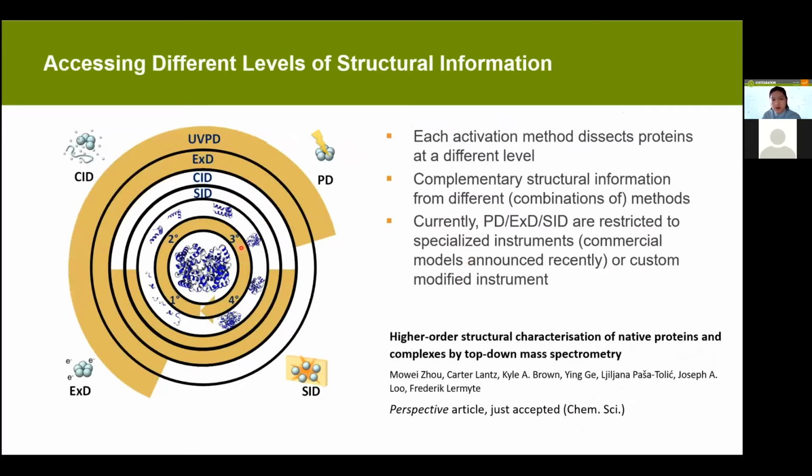So a quick recap on this part. We have all those different activation techniques that will help us access different levels of protein structure information. As I was saying, the activation method will dissect the protein at a different structural level. And usually you will get complementary structure information by using different techniques or a combination of different techniques. And currently, photodissociation, electron-based dissociation, and surface-induced dissociation are either restricted to specialized instruments or require some custom modification.